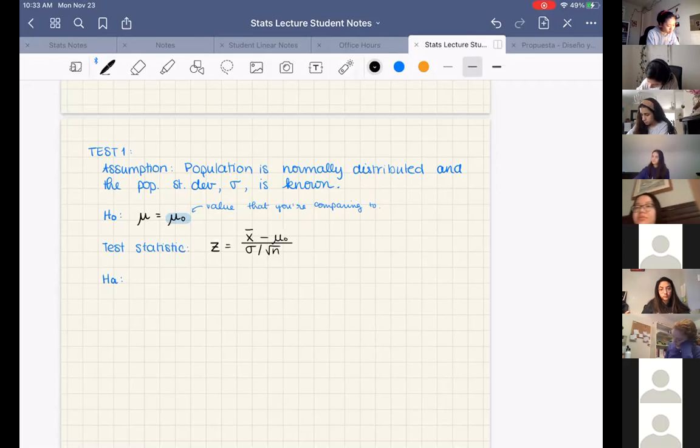All right, and because you know that the original population is normal, and because you know the standard deviation of the original population, so you don't have that variability of the sample standard deviation coming up, then you know that this is going to follow a normal distribution with parameters 0 and 1, right? So this is just a standard normal distribution.